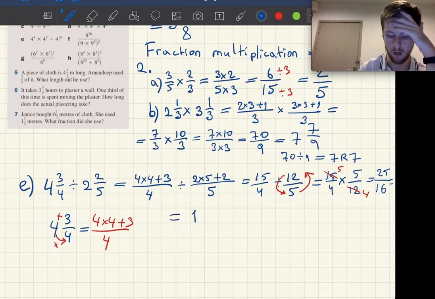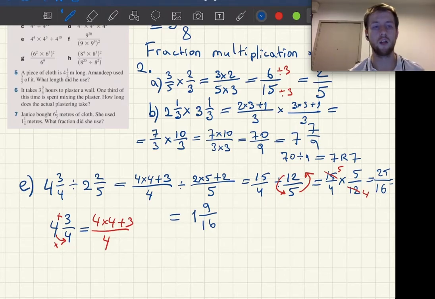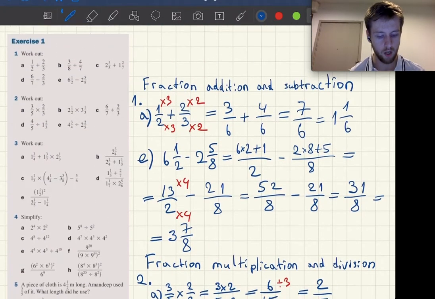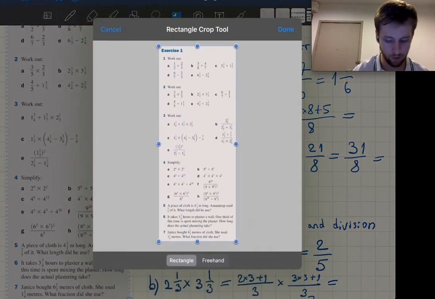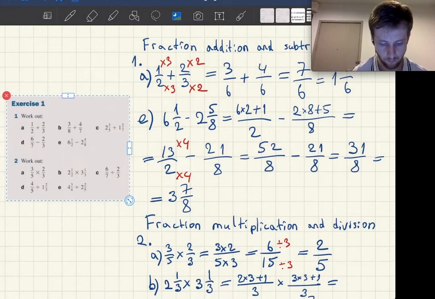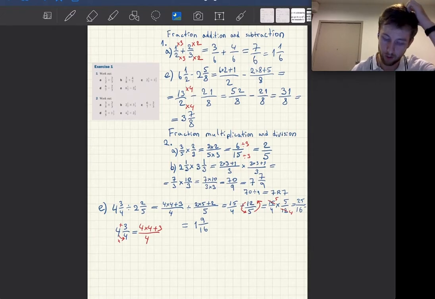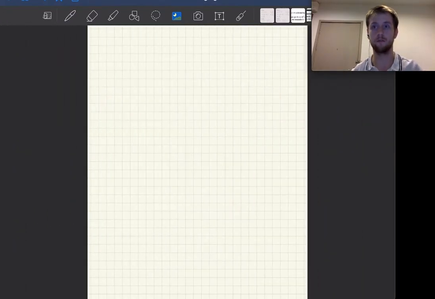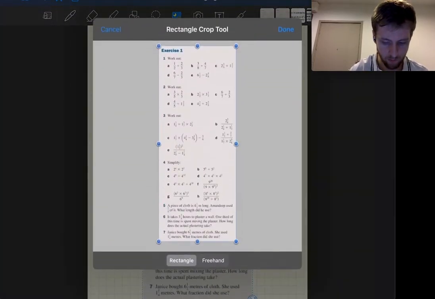So 25 over 16 equals 1, and what do we have there? We have 9 over 16, so 1 and 9 over 16. This is the answer to E. Okay, we don't have enough space for the rest, so I'm just going to crop it. We did only this part. This is all we did here, and we need to go to the next page to finish this. So I'm going to paste it again. Let's do the second part of it.